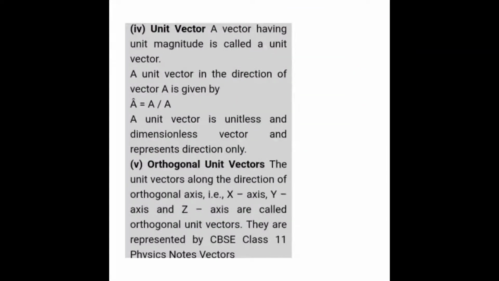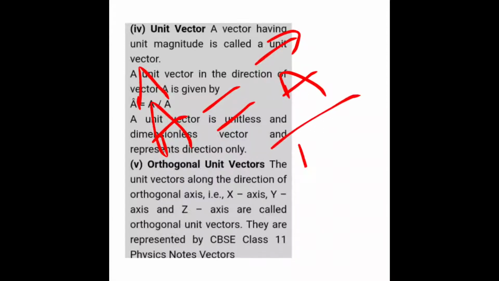Unit vectors are those vectors which have a unit magnitude and a direction along the direction of that vector. A unit vector is denoted by a cap, and the a cap formula is: a vector divided by modulus of a. Okay, so this is how we denote the unit vector.